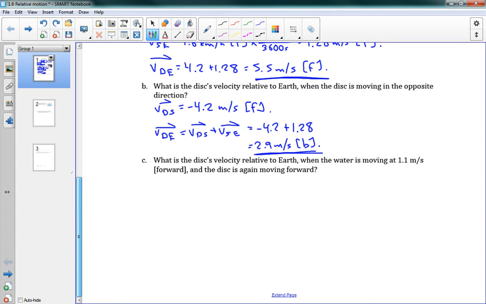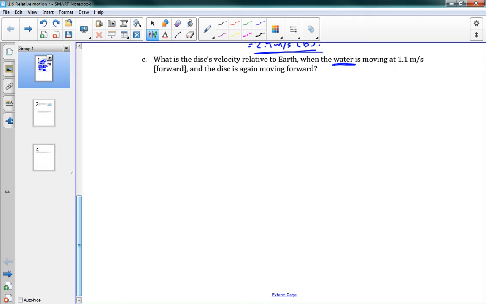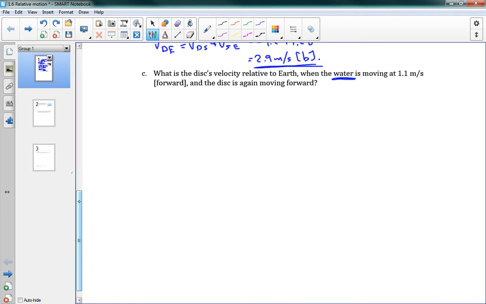What is the disk's velocity relative to Earth when the water is moving at 1.1 meters per second forward and the disk is again moving forward? So now we have another thing here. We have water moving. Originally we were saying the water wasn't moving at all. But now this changes things a bit. So the velocity of the disk relative to the ship is what it started out as. So it's going to be now 4.2 meters per second forward.